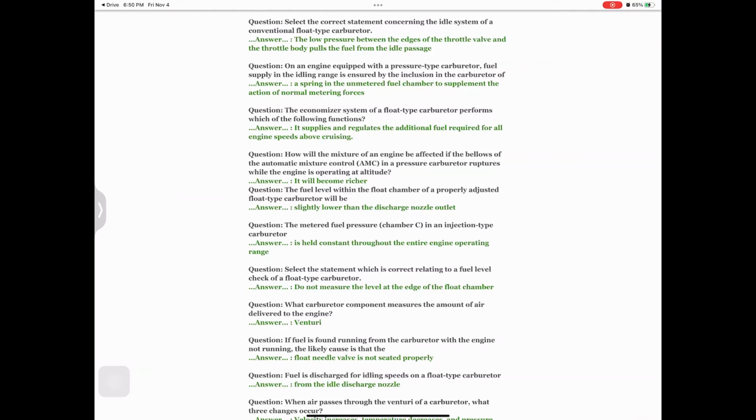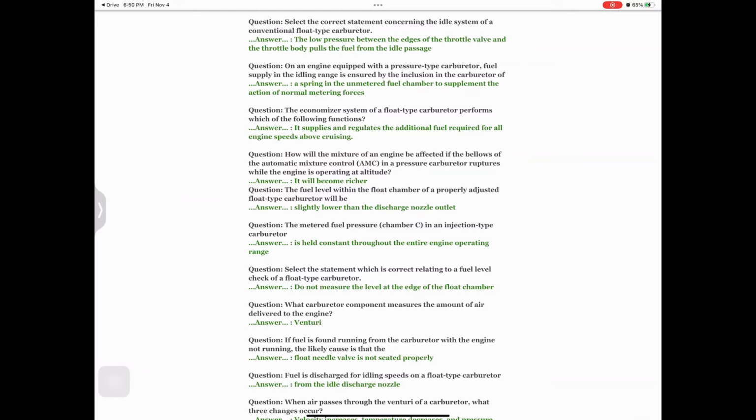Question: how will the mixture of an engine be affected if the bellows of the automatic mixture control, AMC, in a pressure carburetor ruptures while the engine is operating at altitude? Answer: it will become richer. Question: the fuel level within the float chamber of a properly adjusted float-type carburetor will be, answer, slightly lower than the discharge nozzle outlet. Question: the metered fuel pressure, chamber C, in an injection-type carburetor, answer, is held constant throughout the entire engine operating range.